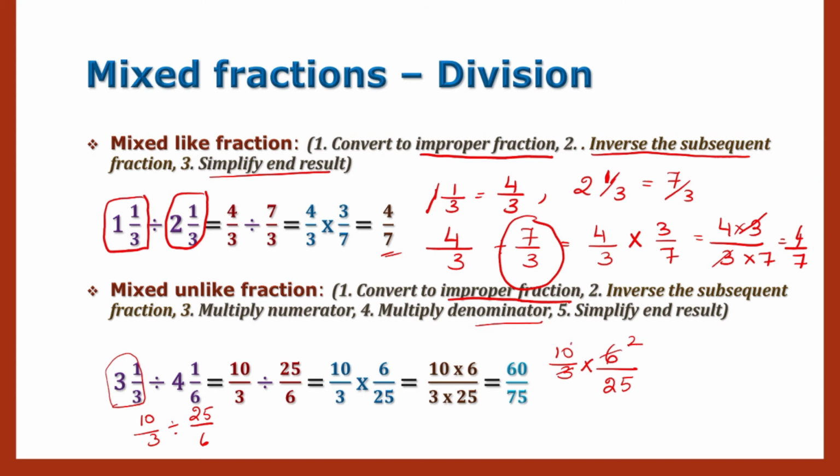And then you could cancel 10 and 25 by 5 table, which will lead you to 2. 5 5s are 25. So 2 into 2 is equal to 4 and 5 into 1 is equal to 5. So the answer is 4 by 5, or you could also write it as 60 by 75.